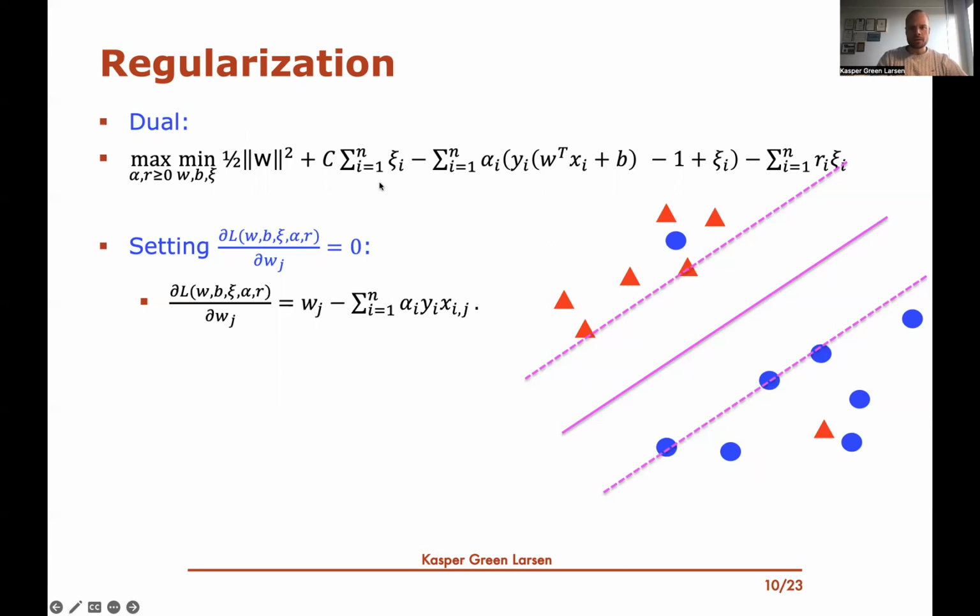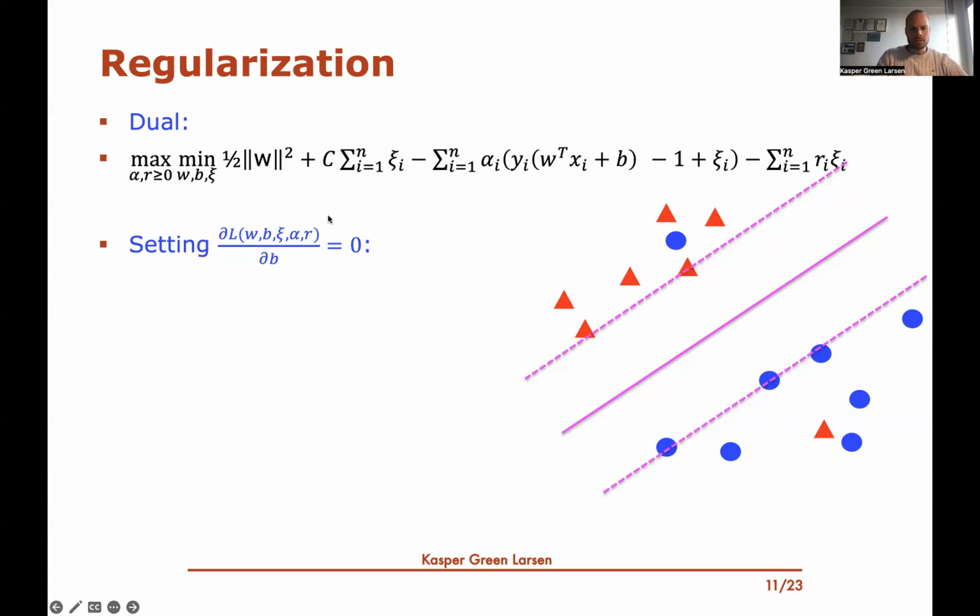This term here has no occurrences of W, and neither does this last one here. And in this one, the Wj is multiplied onto xij, yi, alpha i, and a minus. So that's what we get here, and this holds for all j. If we write it in vector notation, with the constraint that this has to be equal to 0, we get that w should still be the sum from 1 to n of alpha i, yi, xi. So this is exactly the same as we saw in the previous video. Okay, so that's all the same.